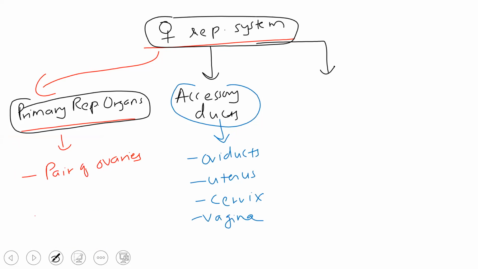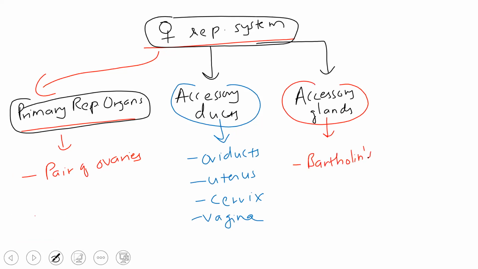Then in the female reproductive system there is something termed as accessory glands. Among accessory glands, the female only has one gland. That is Bartholin's gland. It is considered equivalent to male Cowper's gland.